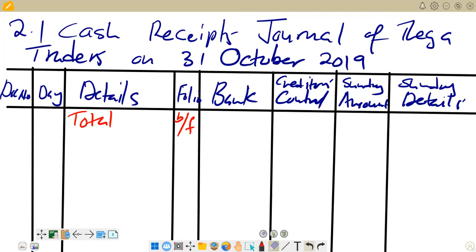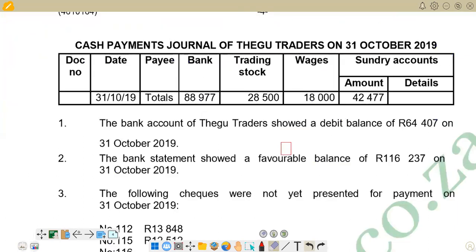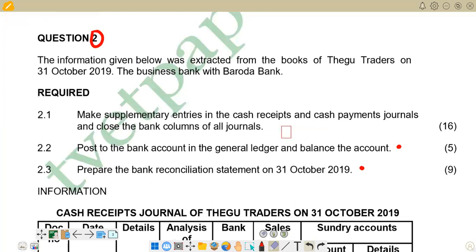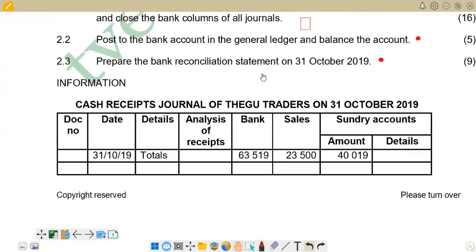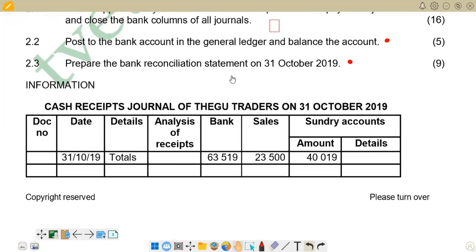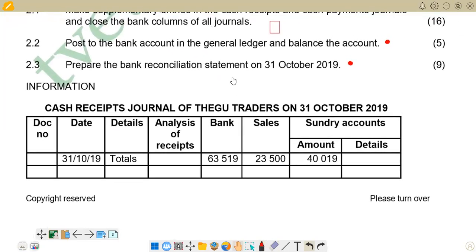So we can go to the question to see what we have in terms of the cash receipts journal. It means our balance for the cash receipts journal is here. We are having 63,519. So we are going to start with 63,519 as our opening balance for the cash receipts journal.